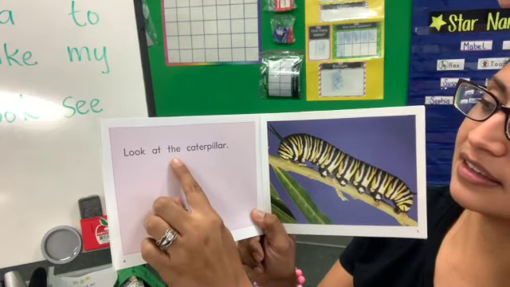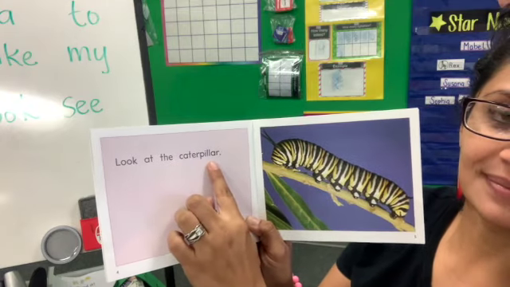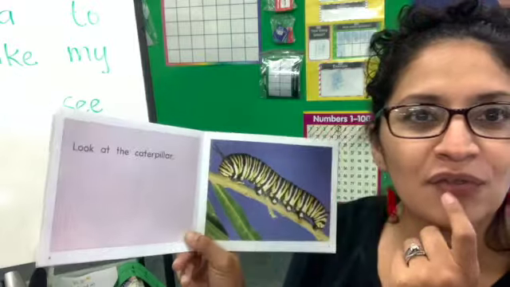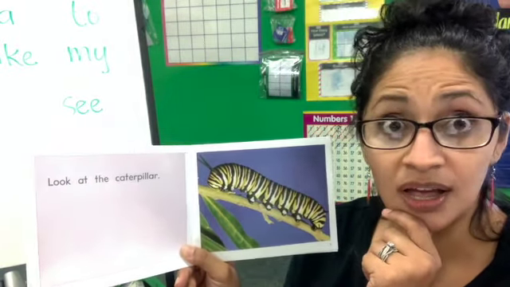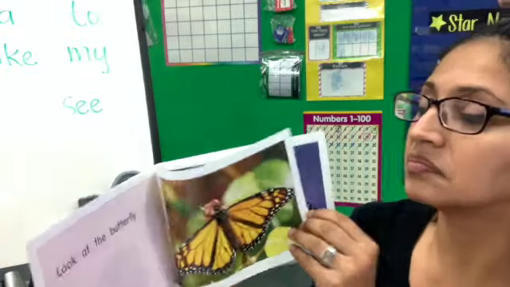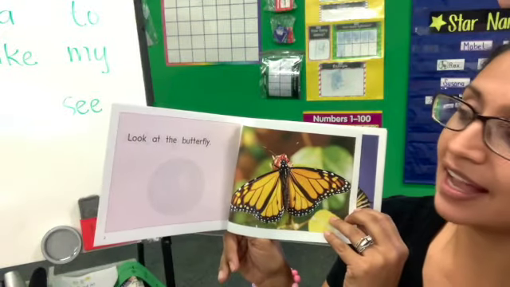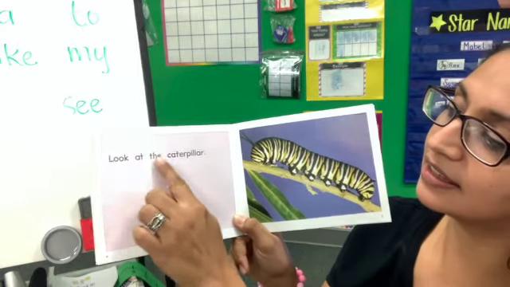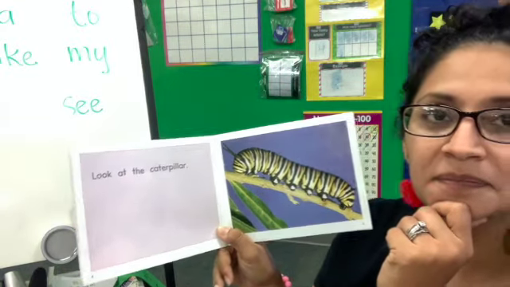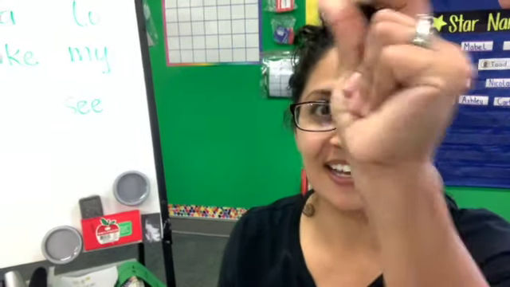Look at the caterpillar. Friends, did you see or hear a word that we used a lot? Look at the butterfly. Look at the caterpillar. Which word did you hear more than once? That's right, at. So what we're going to do is turn at into a snap word.